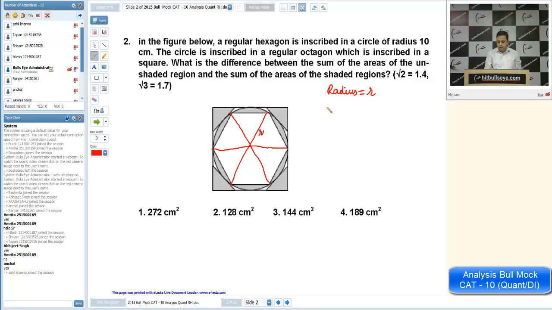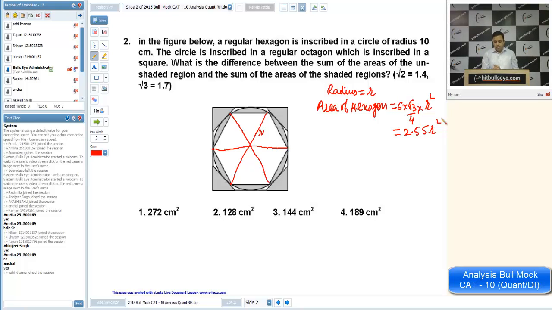So the area of hexagon will be equal to the area of equilateral triangle multiplied by 6, because there are 6 equilateral triangles. So it will be equal to 6 into under root 3 by 4 into side square, which is r square. Now this value will come out to be equal to 2.55 r square. So this is the area of the hexagon.